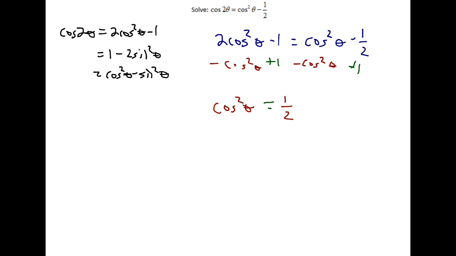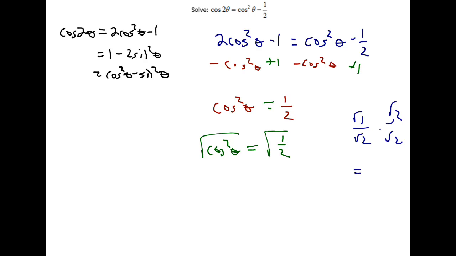Notice, I can just take the square root of both sides here. The square root of cosine squared theta is equal to the square root of 1/2. Well, wait a minute, what is the square root of 1/2? Let's do this work on the side here. It's the square root of 1 over the square root of 2, but we don't like square roots in the denominator, so let's rationalize this. We get square root of 2 all over 2. So really, what does the question boil down to? Where does cosine of theta equal plus or minus square root of 2 over 2?